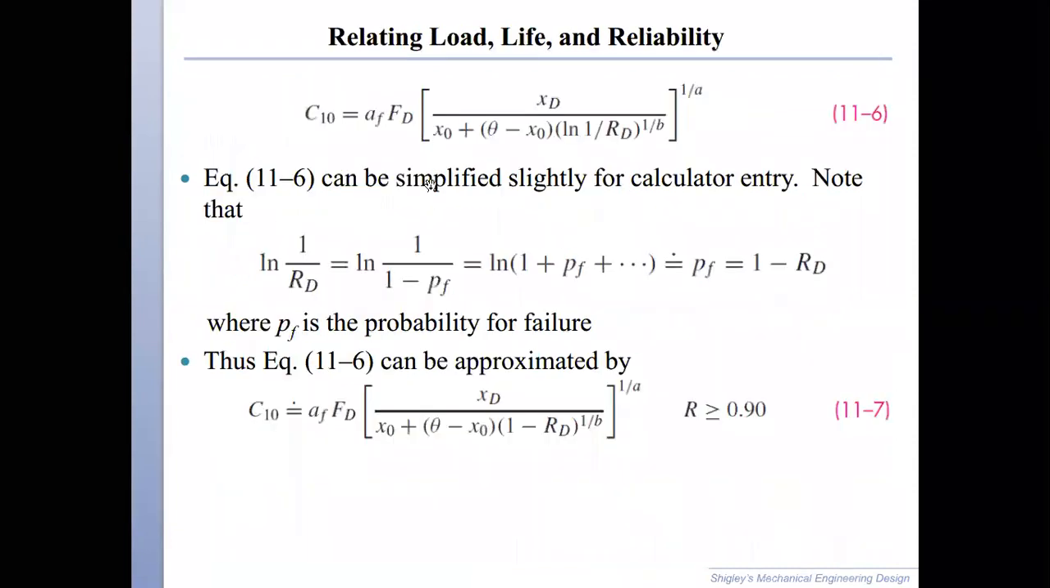Now, let's see. If we are talking about this C10, which is equal to AF times FD and this, we can also, just for convenience, write this as well, but log of 1 over RD. For calculations, to make it simple, you have expanded this, and from that expansion you get this term as 1 minus r, because the higher terms are neglected. So with this approximation, this term turns out to be 1 minus RD to the power 1 over b. So it's the same. If you want to write it that way, fine, but it is just to make the calculations easy.